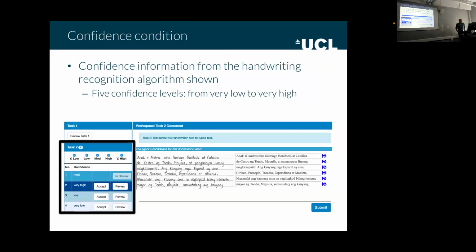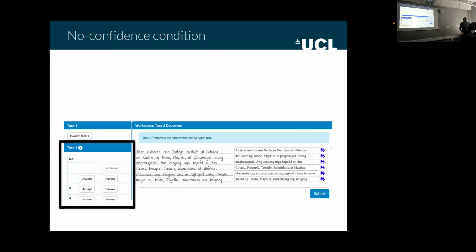So in one condition, this study was between groups. So one group of participants had color coding in the UI from light blue to dark blue, and also text labels with 5 levels of confidence, from very low confidence to very high confidence. The other group instead had the same, except that the color and the labels went away.